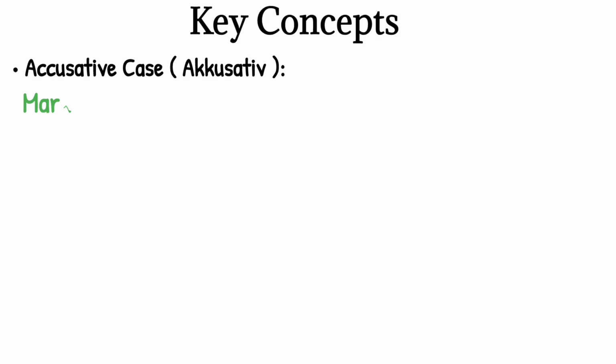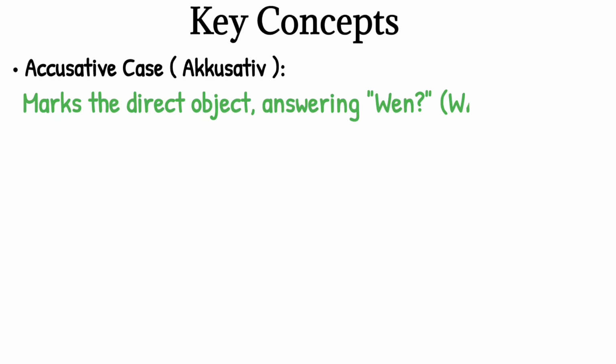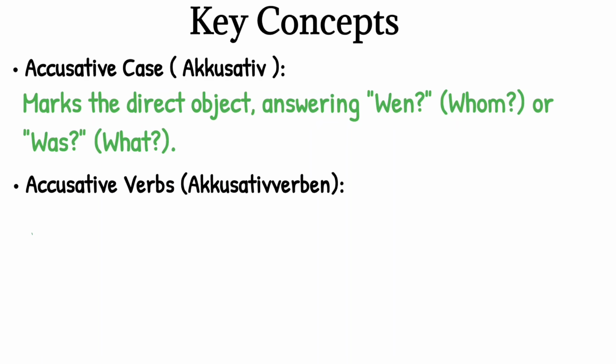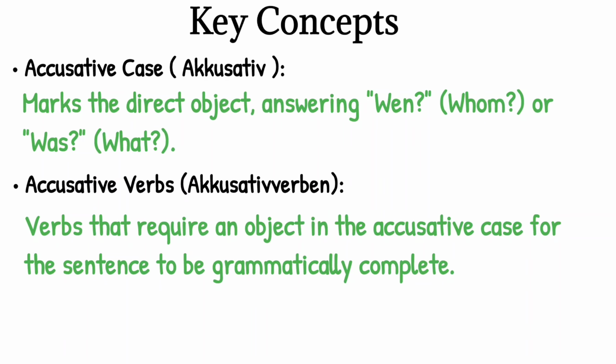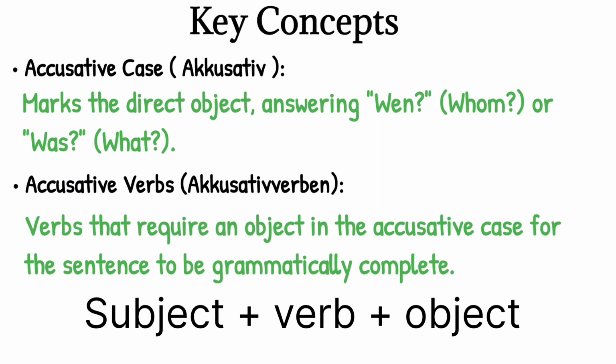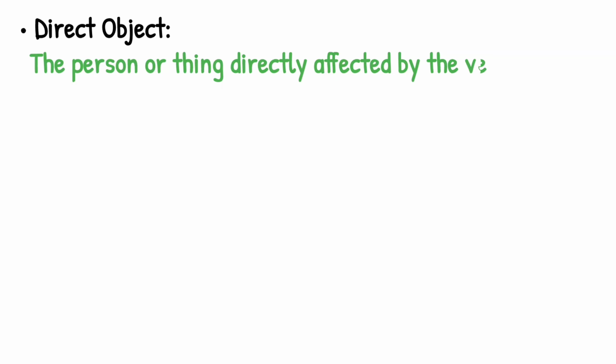Here are some key concepts for better understanding. Accusative case marks the direct object, answering whom or what. It specifically identifies who or what is directly receiving the action. Accusative verbs: verbs that require an object in the accusative case for the sentence to be grammatically complete. A grammatically complete German sentence requires a subject and a conjugated verb, typically following subject plus verb plus object. Direct object: the person or thing directly affected by the verb's action.